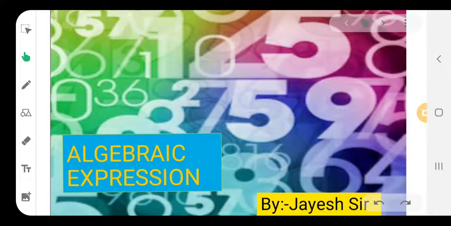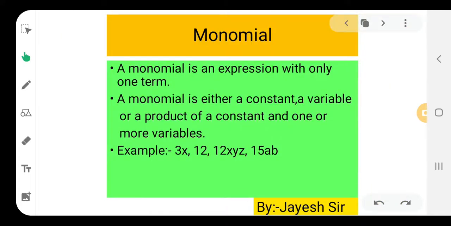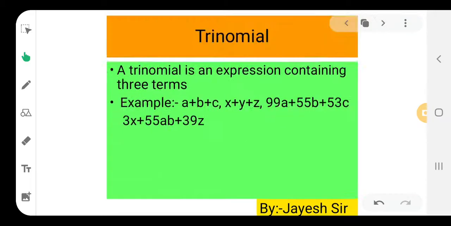Friends, today's topic is algebraic expressions, and this is the first part of our chapter on algebraic expressions. Let us see what new we are going to learn today in this chapter. The basic of algebraic expressions depends on polynomials. There are three types of polynomials: monomial, binomial and trinomial.